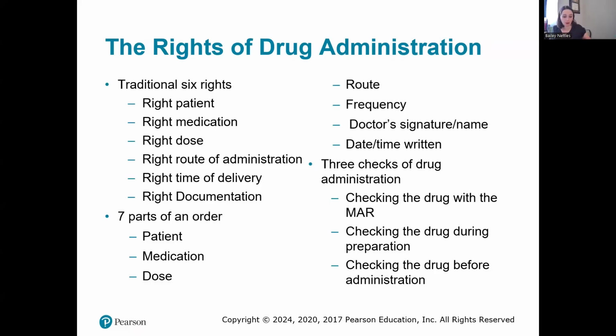Right time. That means that if it's ordered every 4 hours, I'm giving it every 4 hours. If it's ordered twice daily, I'm giving it twice daily. And if it's too early, it's too early. If it's too close to the next dose, we might need to edit it. The right documentation, because if you don't document it, it didn't happen.